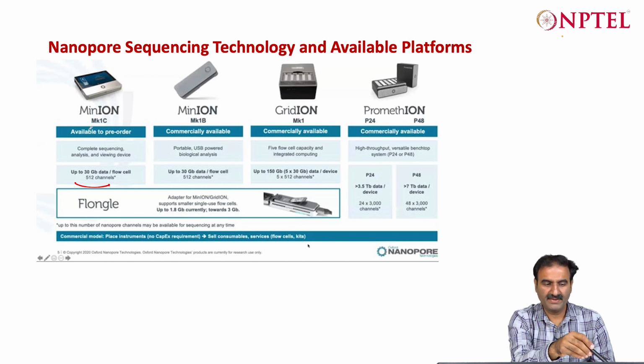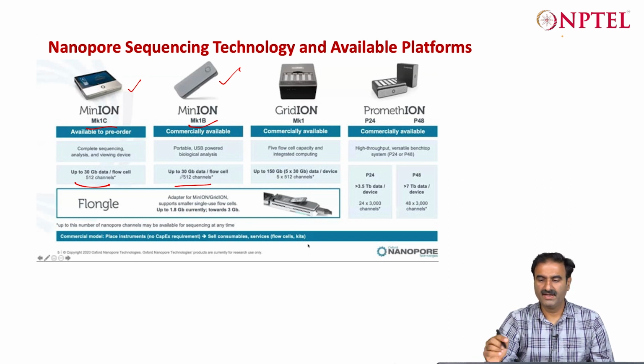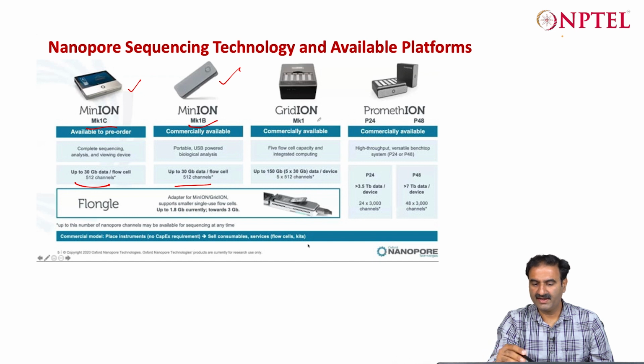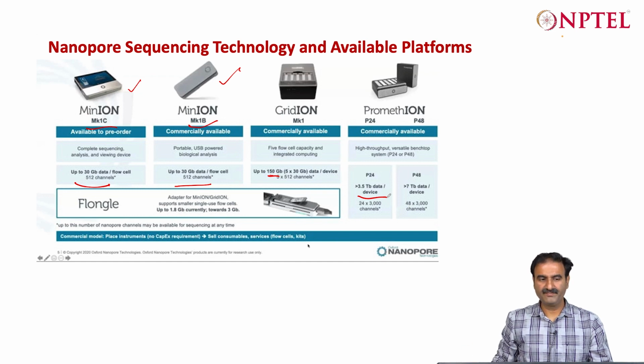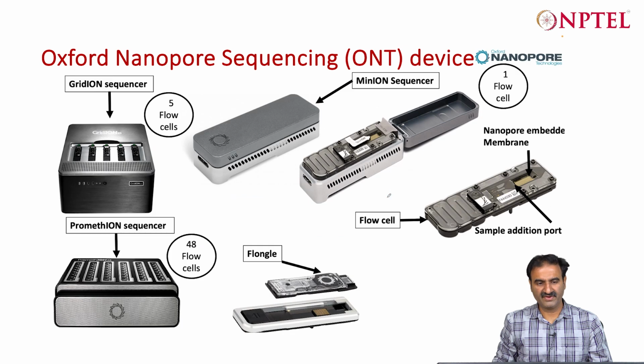MinION has 2 versions, MK1C and MK1B. This one is USB type, and this is the independent type, which does not require a laptop. Both can give about 30 GB of data. The bigger ones like GridION and PromethION can give up to 150 GB or even some terabytes of data, and are for bigger centers. But MinION devices are not very expensive, so they can be easily bought by labs, and that is why they can lead to more affordable and faster sequencing.